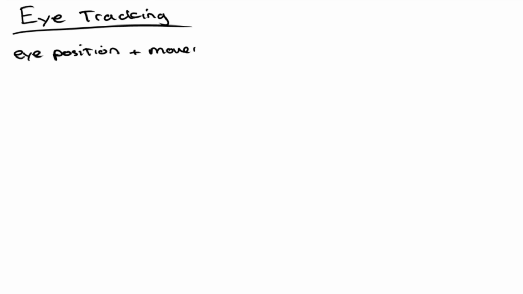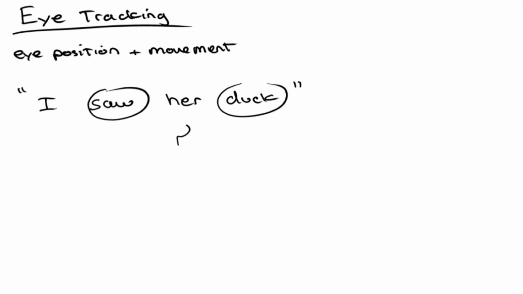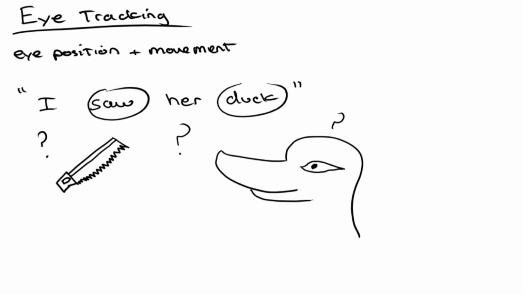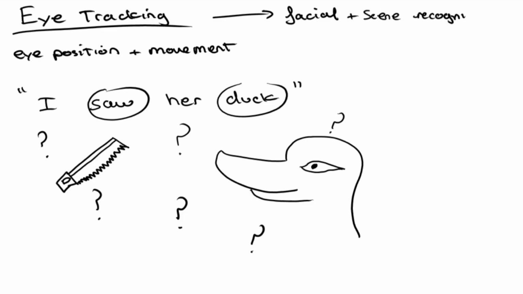Okay, so the first technique is eye tracking. Eye tracking studies, as the name suggests, is a type of research that looks at eye position and movement while performing cognitive tasks. For example, in a reading task, a participant will read a sentence and might find a word to be ambiguous in meaning, and their eye movements will be tracked as they go back to that word in an attempt to decipher its true meaning in the context of that sentence. This type of study is also used in facial and scene recognition studies.